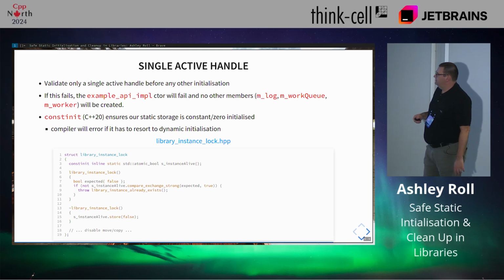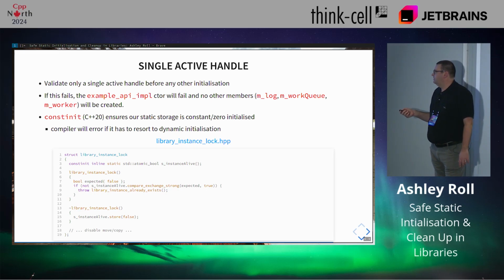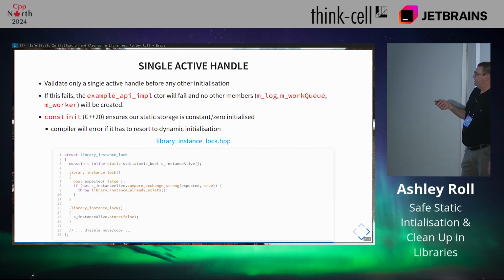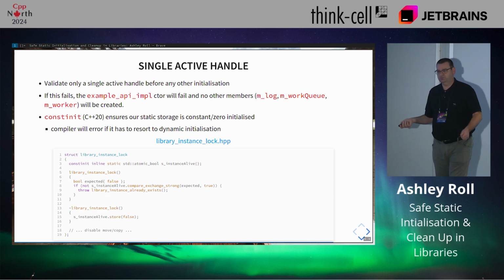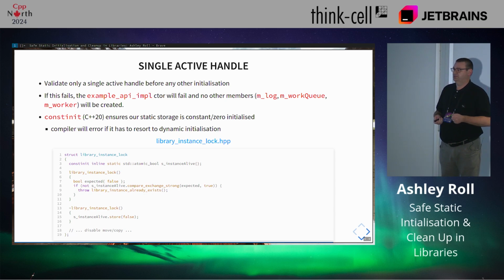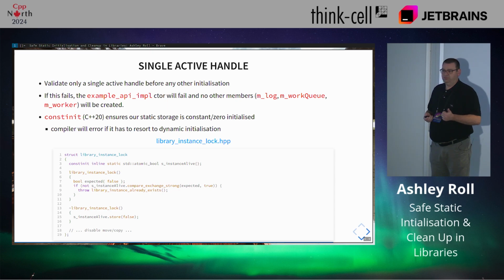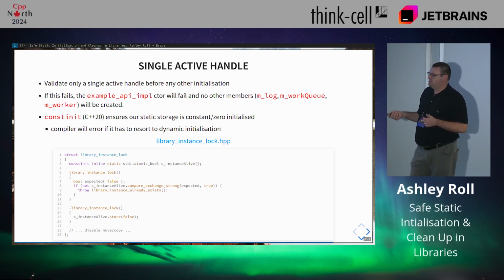So ensuring we've got a single active handle, it's just effectively an object that has an atomic bool. Now, what I've started doing, and I like doing, is constinit, which is great for static storage duration objects. It forces the compiler to tell you if you're doing dynamic initialization. It's a compile error. So if you can put constinit there, you're safe because it's either constant initialization or zero initialization, which means you're good to go. It's a nice trick if you can use C++20 or above. Again, the instance lock, it's just checking, hey, does one already exist? And if it does, throw an exception. Otherwise, we're good to go.